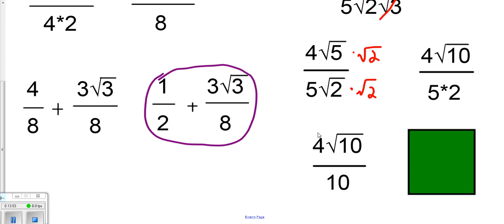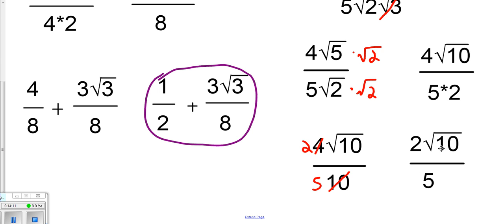We need to simplify just a little bit more because we have this whole number 4 over this whole number 10. We can take 2 out of both of those. 4 divided by 2 is 2. 10 divided by 2 is 5. So in the end, our final answer, 2 square roots of 10 over 5.